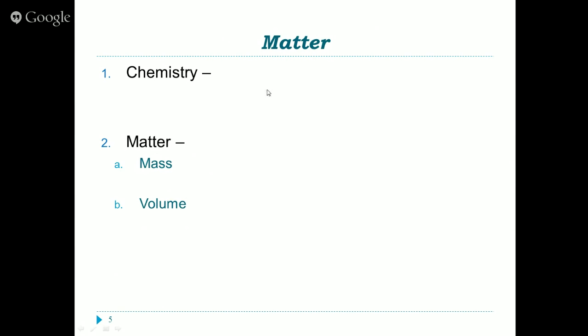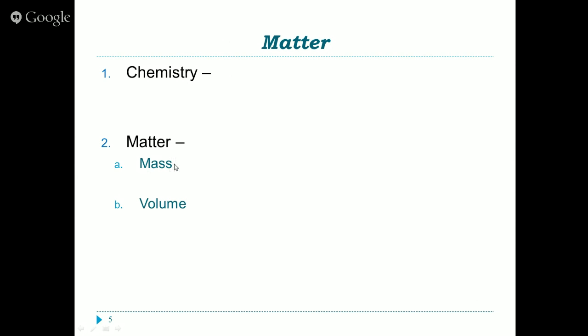So what is chemistry? Chemistry is the study of matter and the changes that matter can undergo. So what is matter? Well, matter is anything that has both mass and volume. And we looked at these terms in the last chapter.